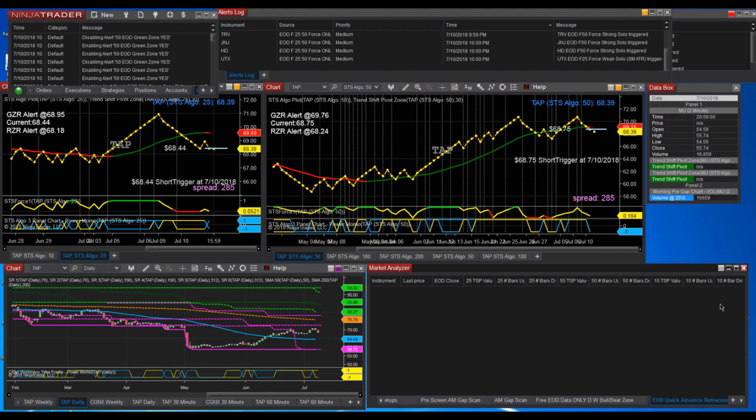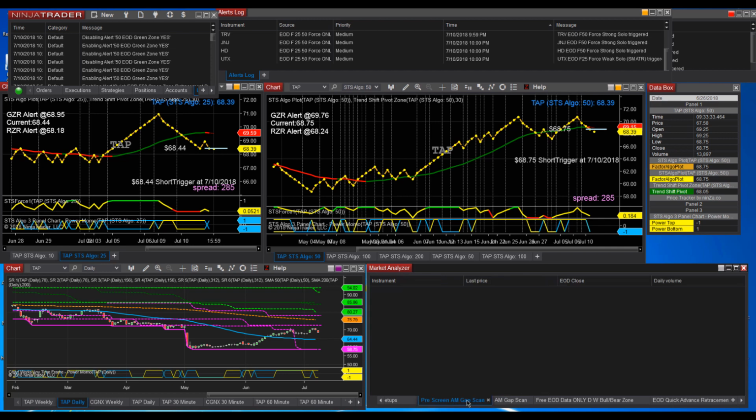I'll go ahead and do it now. These are bars down, bars up, so it's picking up the movement back. It's not looking to see if it's in the uptrend. It's just a quick look for stocks that have pulled back. That's the reason I call it quick.